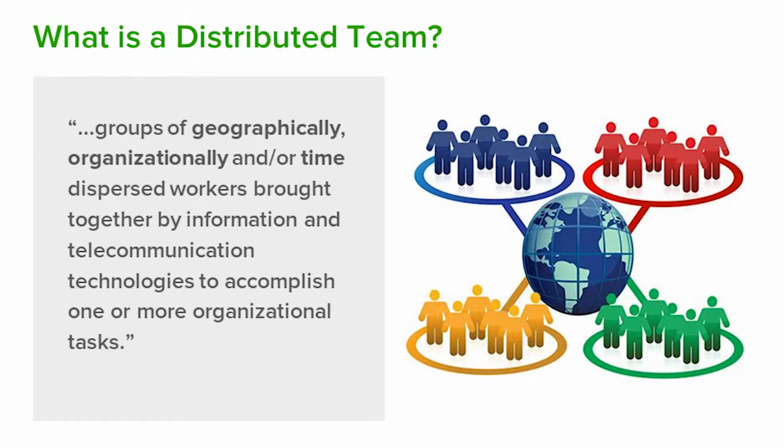So at least one definition of a distributed team is basically groups of geographically, organizationally, and/or time-dispersed workers that are brought together by information and telecommunication technologies so that they can accomplish some organizational task. One common question that comes up is that people use the word remote and distributed fairly synonymously. However, let me just clarify what the distinction actually is.